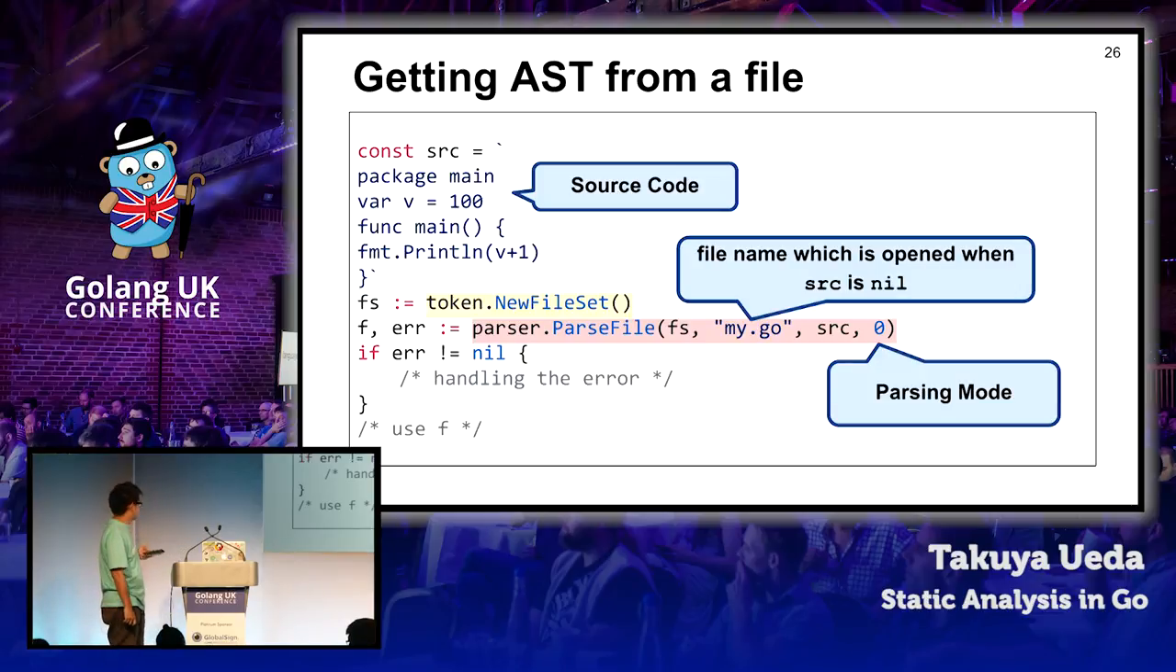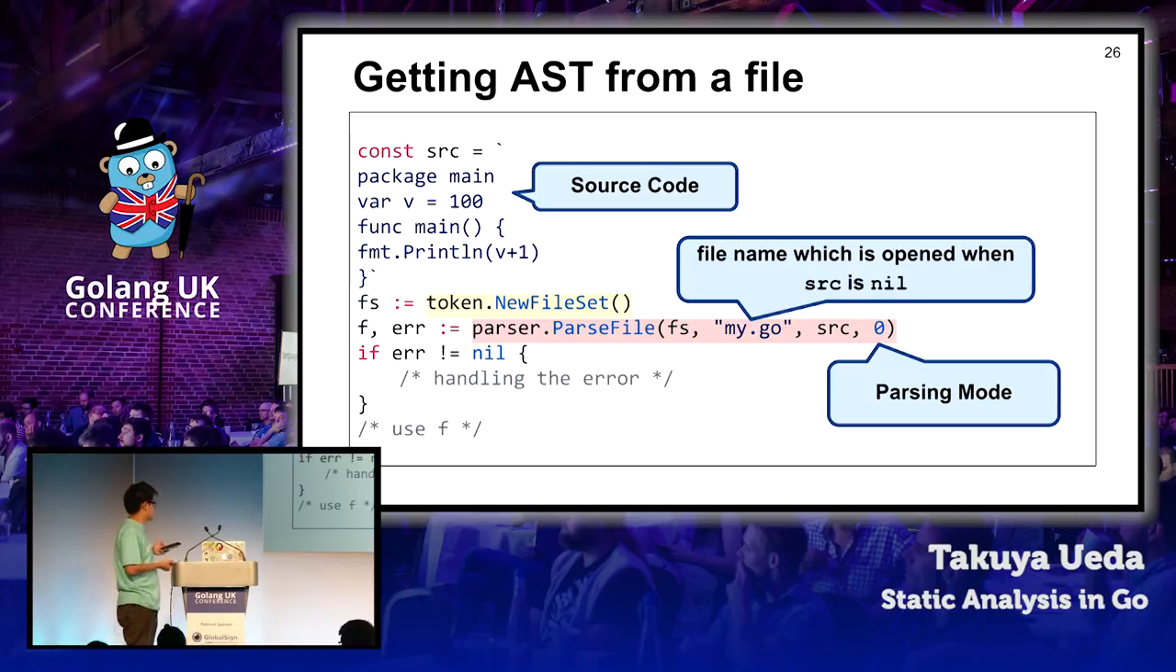The next sample code is parsing a file. The ParseFile function accepts four parameters. The first parameter is a token.FileSet. Because I will explain it in the next slide, I will skip its explanation here. The second parameter is the file name, which is used to open the file when the next parameter, source code, is nil. The third parameter is source code. The constant src is a string value here, but the third parameter of the ParseFile function accepts an empty interface. Actually, it allows a value whose type is string, byte slice, or io.Reader.